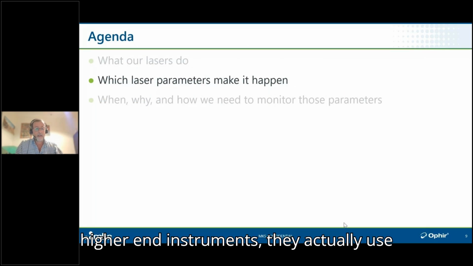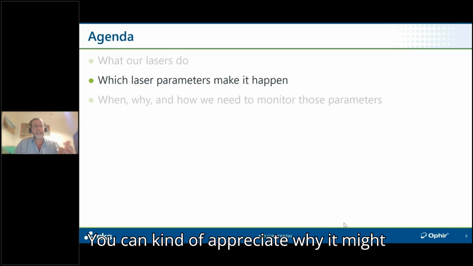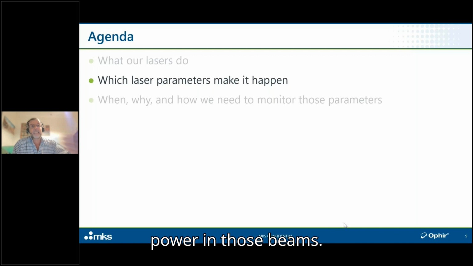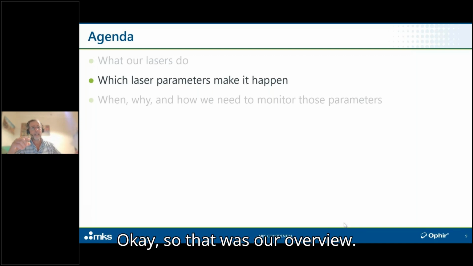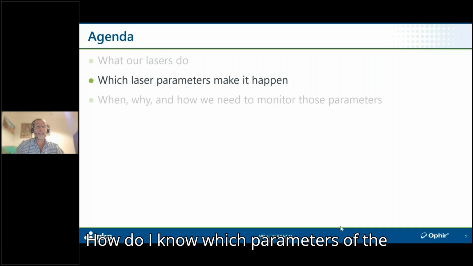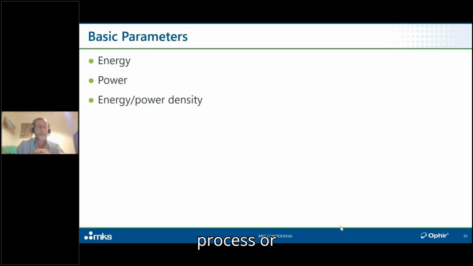Now let's talk about laser parameters. Which parameters of the laser beam are the ones that make my process or experiment happen? So first let's define them, because as I said, you'd be surprised at how often just that can prevent a whole lot of complications down the line. So the basic laser beam parameters that we're going to talk about, and we're going to explain what each of these means in a moment.